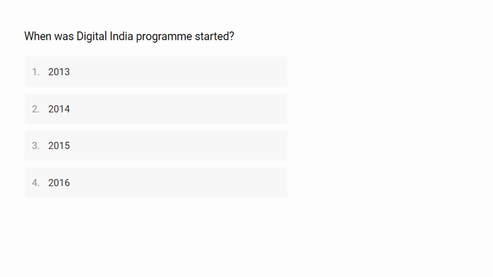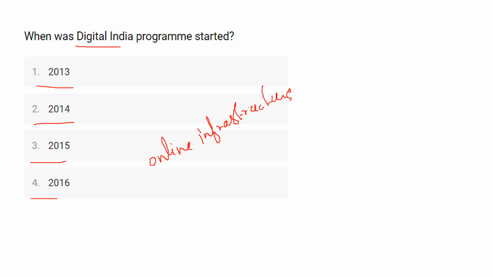When was the Digital India program started? So here in this question they are asking you when the Digital India program started. Okay, and for which the first option here is 2013, second one is 2014, third one is 2015, and the last one is 2016. The Digital India campaign was initiated by the Indian government to make government services accessible to the people electronically by improving the online infrastructure and by improving the internet connectivity.